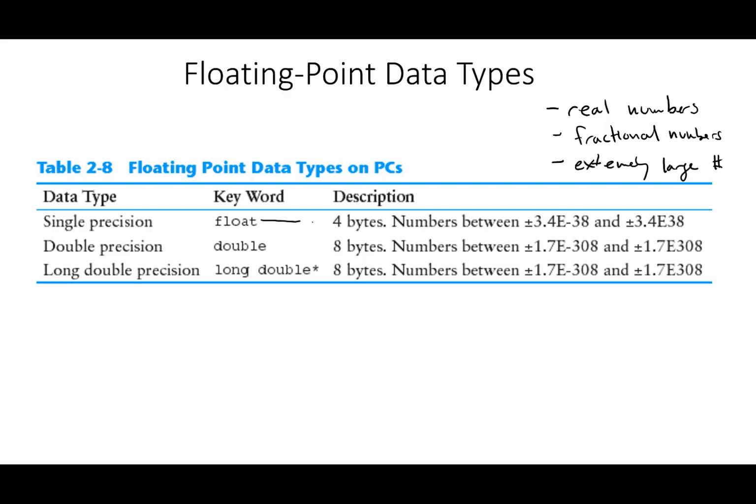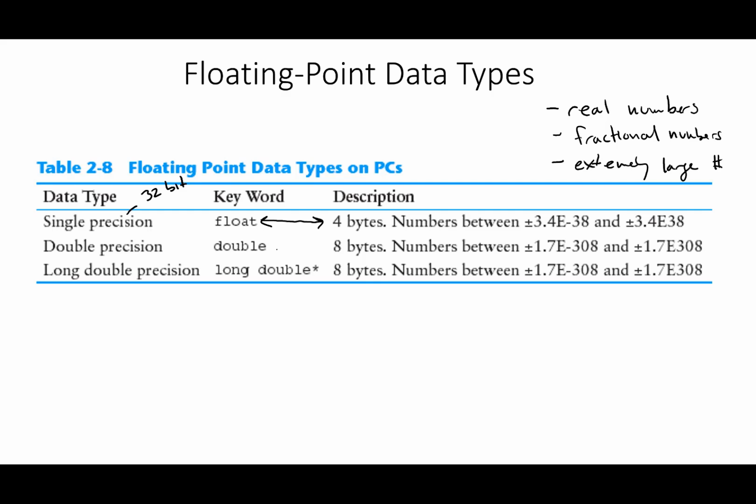First of all, float is 4 bytes, and so this will hold numbers that are about plus or minus 3.4 to the negative 38 to plus or minus 3.4 to the positive 38. And these are referred to as single precision. This is where the IEEE 754 single precision floating point name comes from. The single precision is 32-bit because it's 4 bytes.